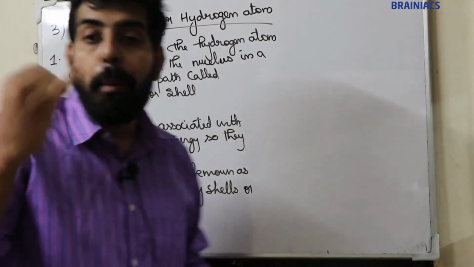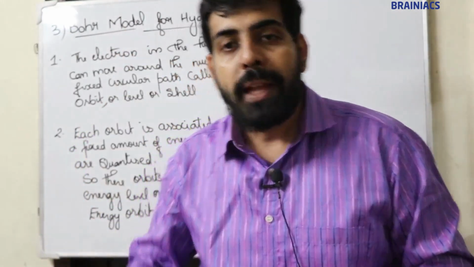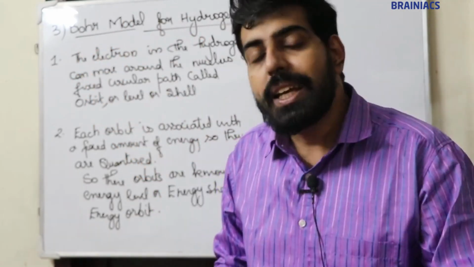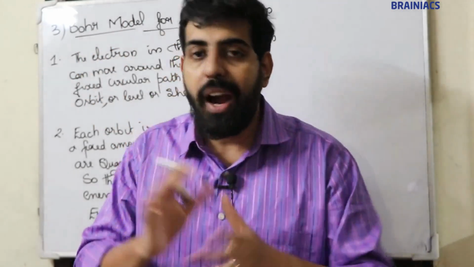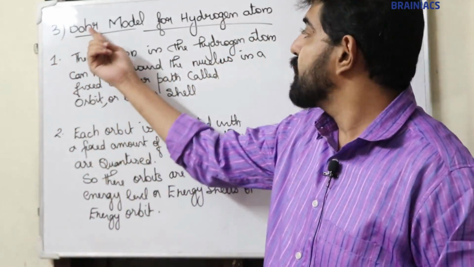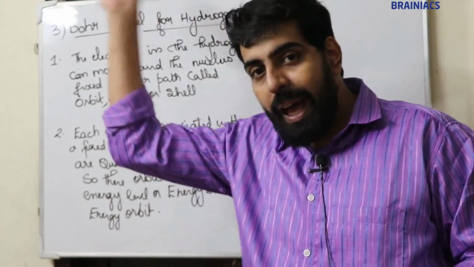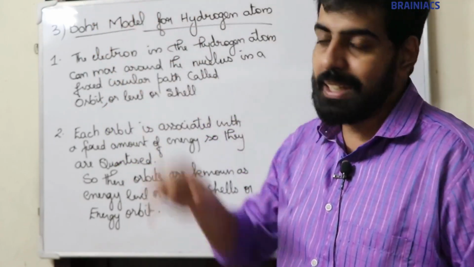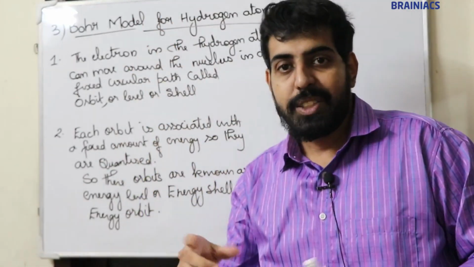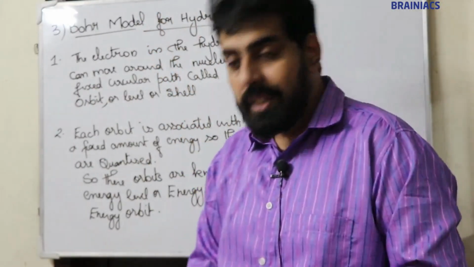Already we discussed the plum pudding model proposed by Thomson, the Rutherford model proposed by Rutherford, and the third model, the Bohr model for the hydrogen atom. Actually, Bohr proposed the model only for the hydrogen atom. He took the hydrogen atom and explained the model. That's why the heading is Bohr model for hydrogen atom, because he proposed a model for the hydrogen atom, not for other atoms. He took hydrogen as an example to explain the model. Now, according to this model, it consists of 5 postulates.